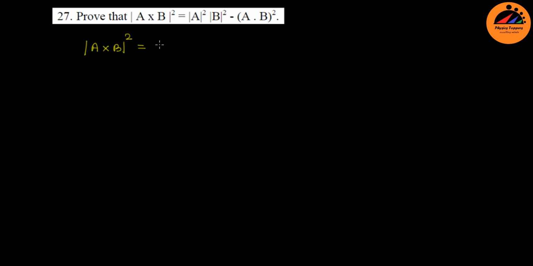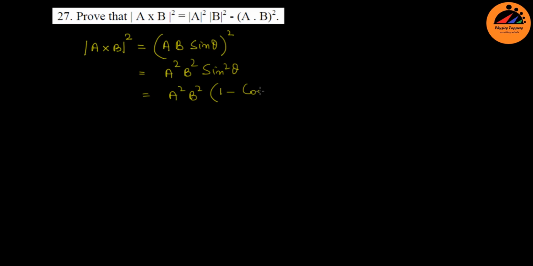So let's expand this. A cross B whole square is A B sine theta, where theta is the angle between A and B, whole square, right? So this you can easily write as A square B square sine square theta, which you can write as A square B square times 1 minus cos square theta, which you can write as A square B square minus A square B square cos square theta.